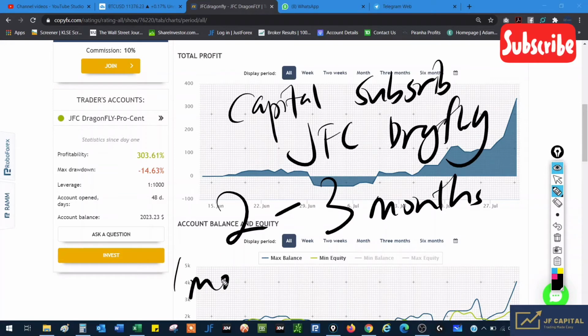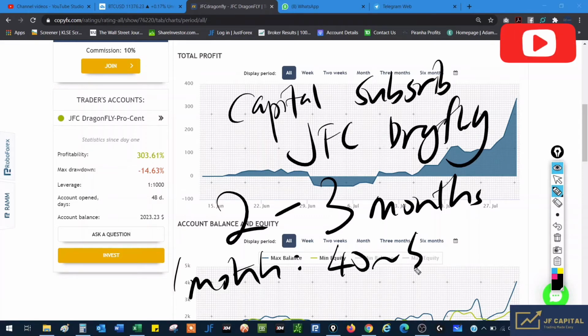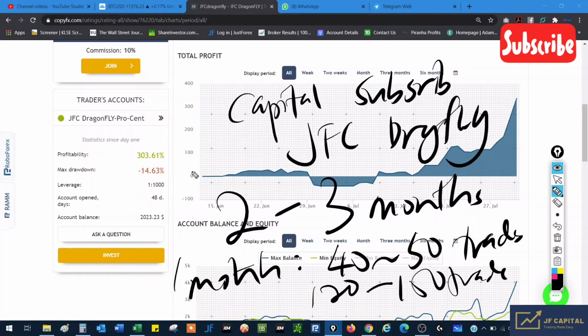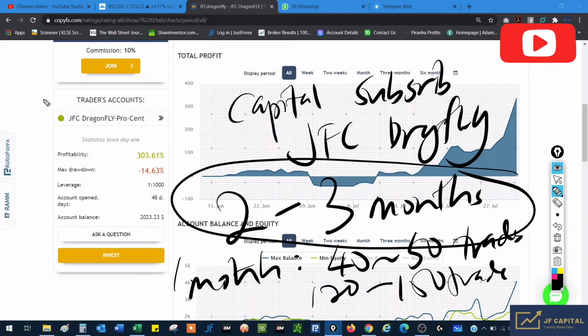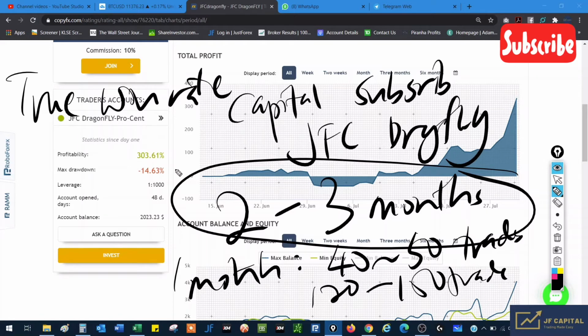Because in 1 month, I would execute around, I would say, 40 to 50 trades. Okay, so you need 3 months to reach 120 to 150 trades. So after 2 to 3 months, you are able to get your true win rate. Okay, you can't see it with only 1 week. You can only see it within 2 to 3 months.